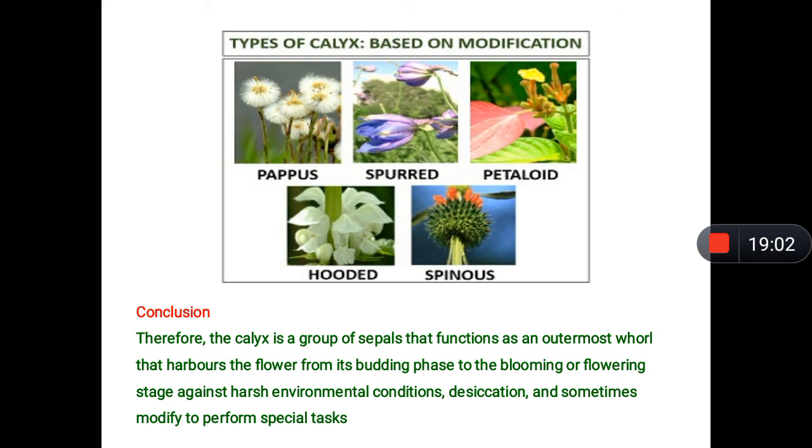After completion of this calyx, we will move towards the corolla, that is the next whorl member, and in that we will study the different types of corolla, modifications of corolla, and function of corolla. So with this I conclude here the morphology of flower with special emphasis on calyx.